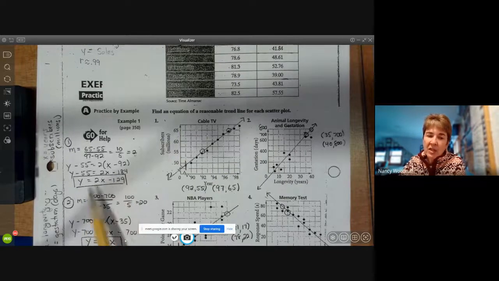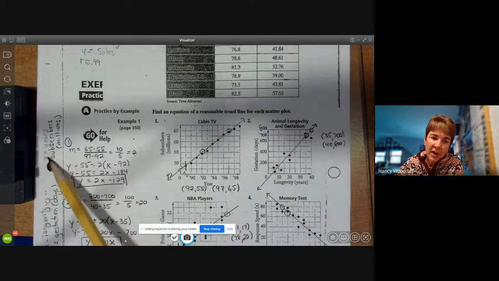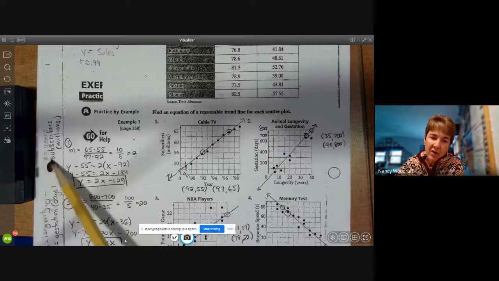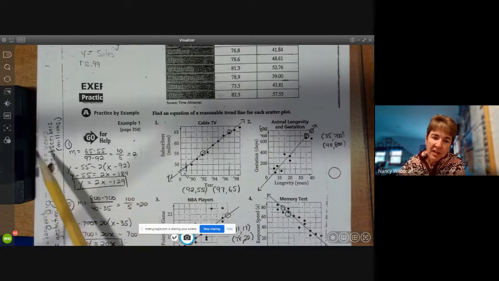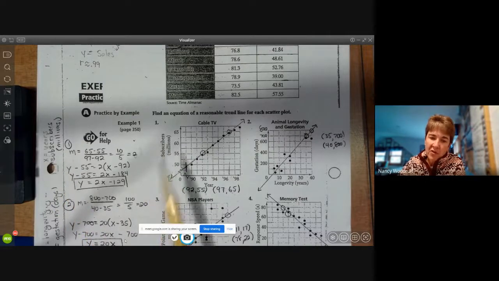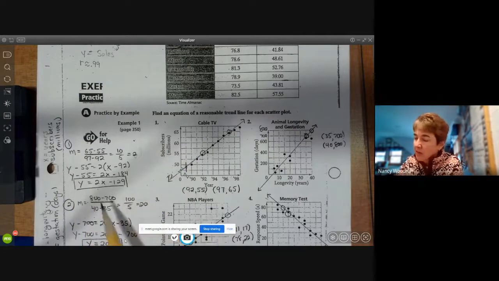Now, what I do need to mention, I was trying to have this all on one paper to make it easy. Please note that I define my variables over here sideways. So when you write an equation, you should always tell me what X stands for and what Y stands for, and it's really easy off the graph because it's your X and Y labels. All right, so let's take a look at this.